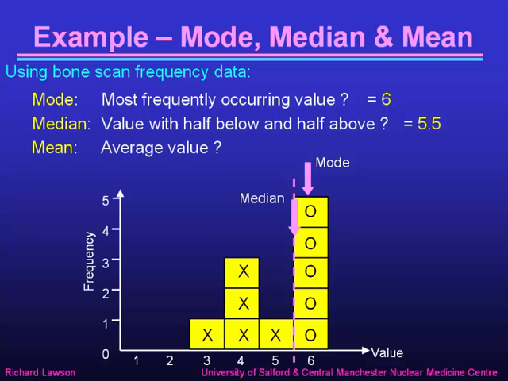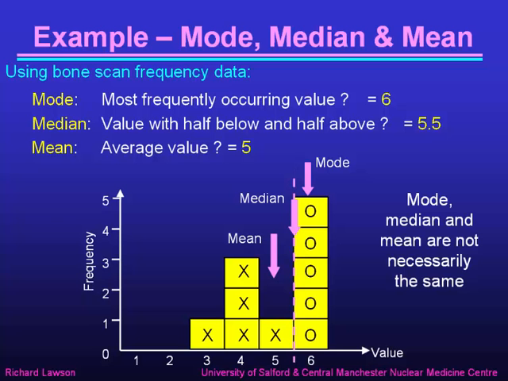What about the mean? What is the average value? Well, it's impossible to say the average value just by looking at the data. We have to do a calculation. But in a moment we'll see that the average value for this data is in fact 5. So this is an illustration of the fact that mode and median and mean are not necessarily the same. In fact, because our data here is rather skewed to one side, the mode and the median and the mean are distinctly different. If we had a nice symmetric distribution, then the mode and the median and the mean might well all be the same.